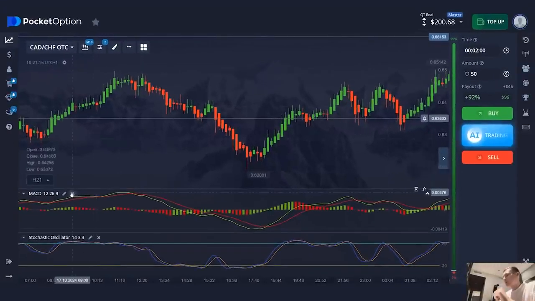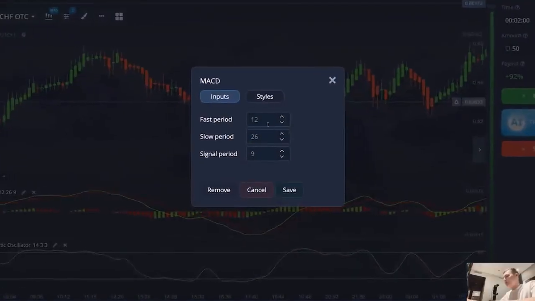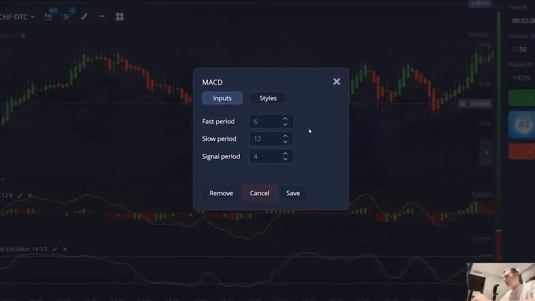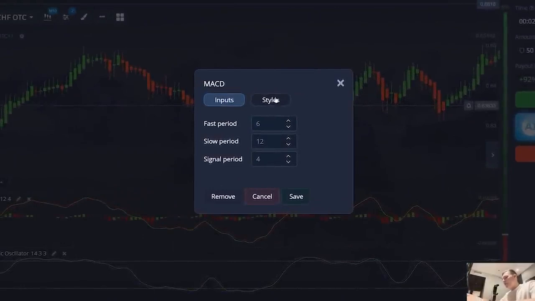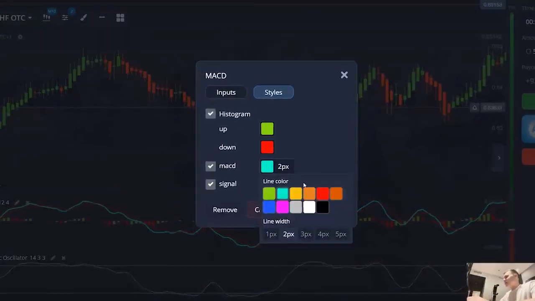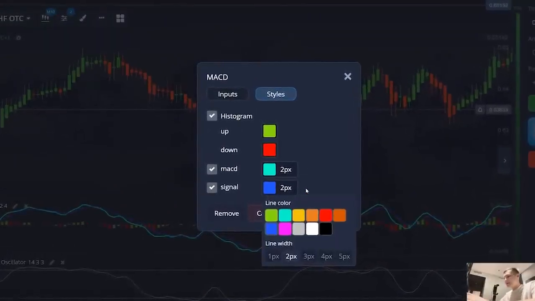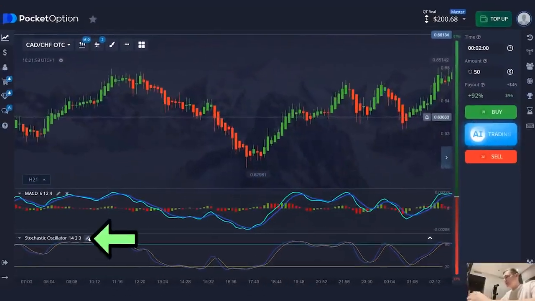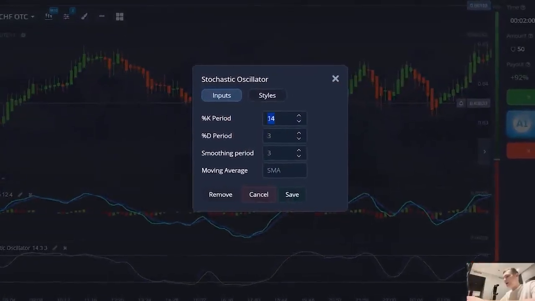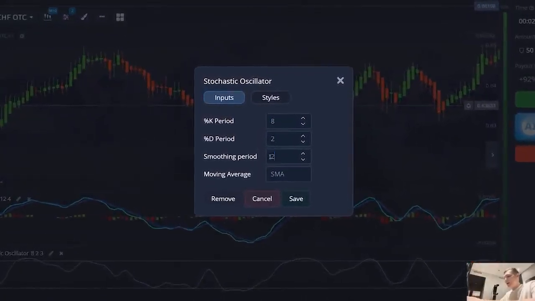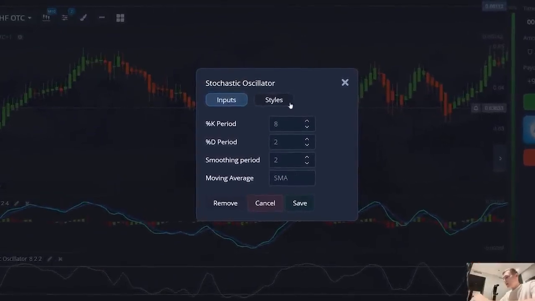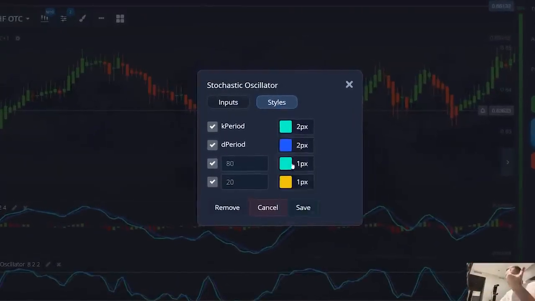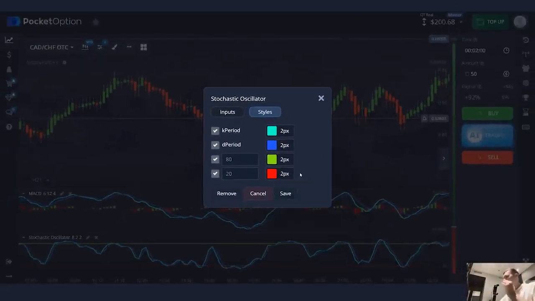I start with a MACD indicator, changing fast period to 6, slow period to 12, signal period to 4. I will slightly change the color and size of all the lines so that it's easier to see and show. And the last step is to set up the stochastic oscillator: K period to 8, D period to 2, smoothing period to 2. Now I'm going to read the instructions again and try to find some kind of signal.